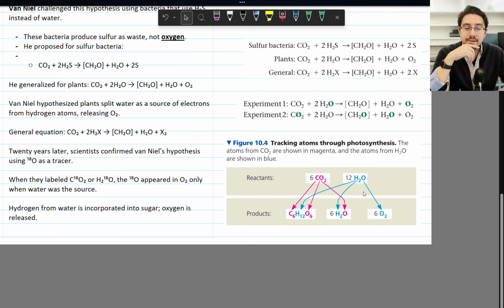So it's the water. The whole point of the experiment is that water is what yields this oxygen gas molecule, as opposed to carbon dioxide. Carbon dioxide is used to produce water and sugar.